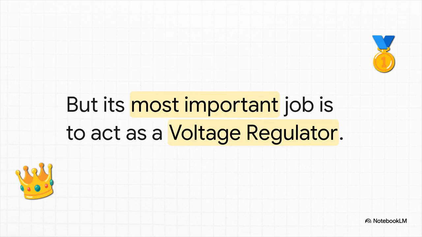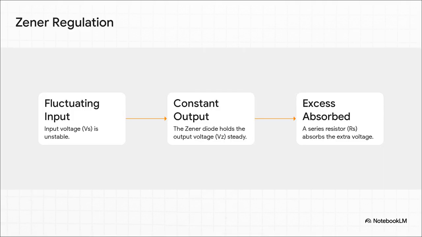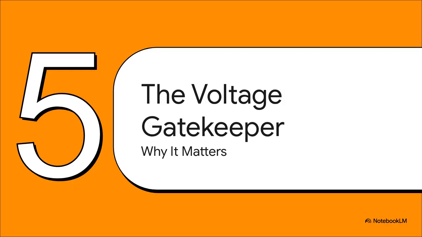But out of all these jobs, there is one that is by far its most critical and most common mission, and that is to act as a voltage regulator. Imagine you have a power source that's unstable. The voltage is jumping all over the place. A Zener diode in the circuit acts like a dam. It holds the output perfectly steady at its Zener voltage, let's say 5 volts, no matter what. Any extra voltage is safely diverted through a resistor, which means the delicate microchips downstream get a perfectly stable supply of power.